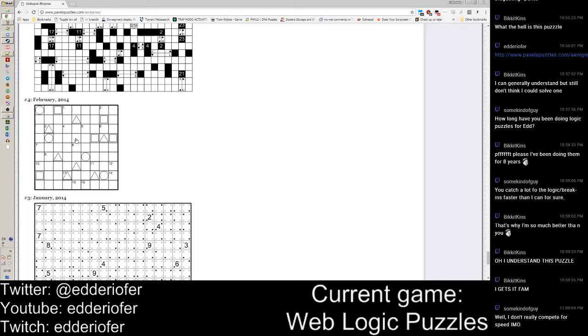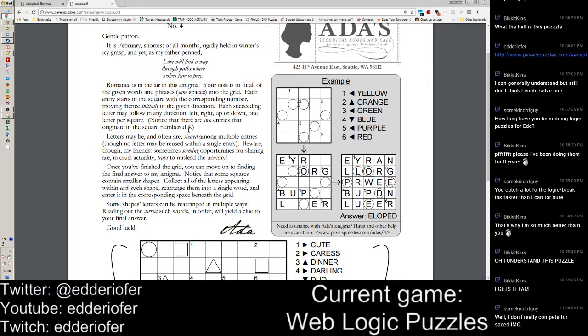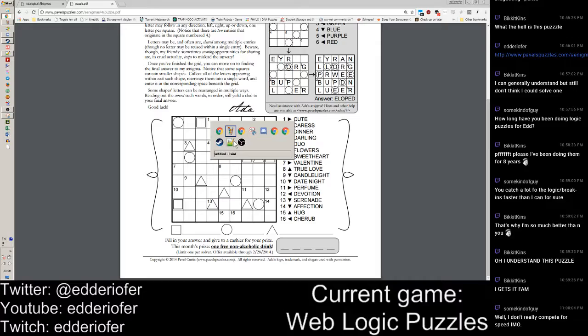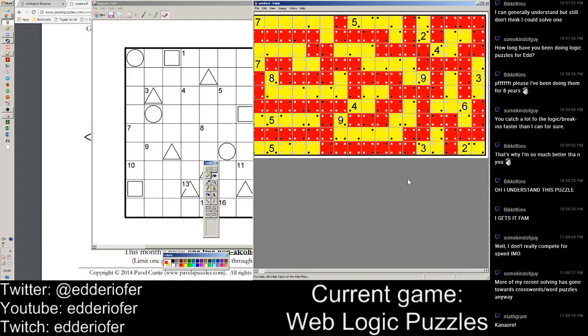Okay, what the hell is this? But all the given words and phrases. Words and phrases? Oh, right, it's a Seekon spell. Fair enough. Fair enough. And of course, ignore symbols when solving.